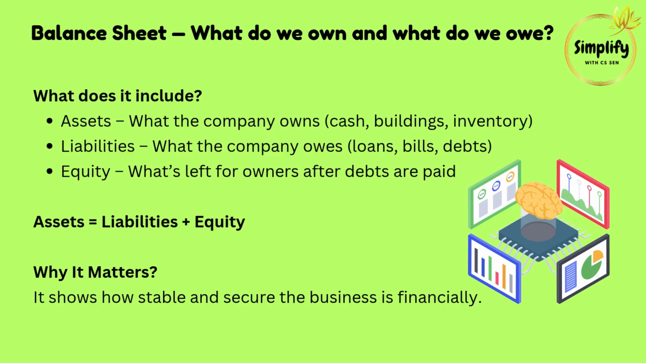On one side, you list everything the business owns, called assets. On the other, you list what the business owes, liabilities, and what's left for the owner, equity. The total of assets will always equal the total of liabilities plus equity. Why does it matter? It shows how stable and secure the business is financially. Now, let's go over some simple definitions of the key items you'll find in a balance sheet.